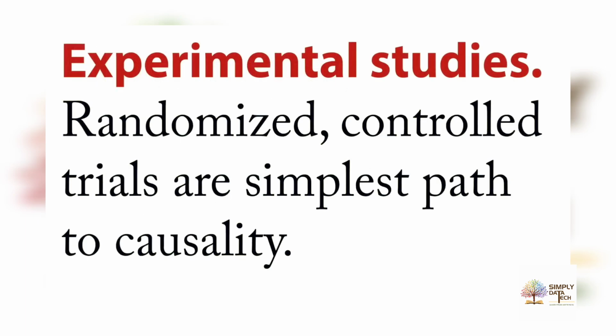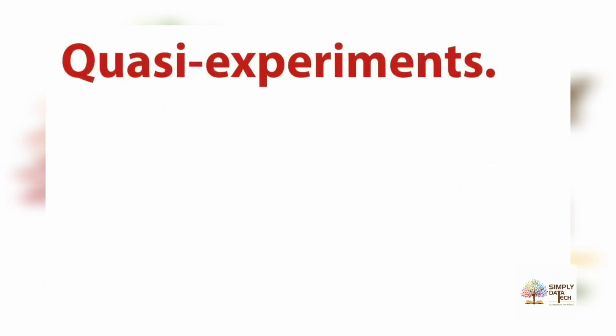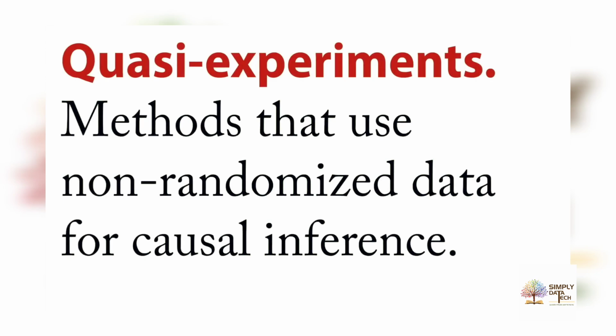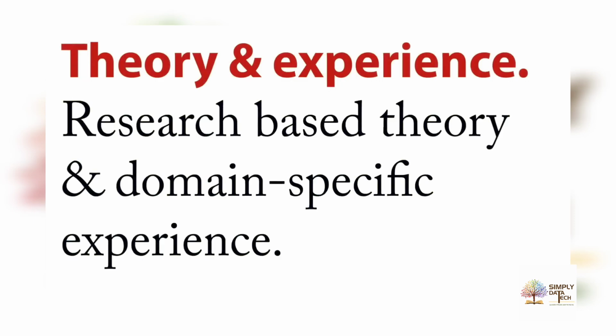One is experimental studies. These are randomized controlled trials. Now, that's theoretically the simplest path to causality, but it can be really tricky in the real world. There are quasi-experiments, a whole collection of methods that use non-randomized data, usually observational data, adjusted in particular ways to get an estimate of causal inference. Or there's theory and experience, which is research-based theory and domain-specific experience. And this is where you actually get to rely on your client's information. They can help you interpret the information, especially if they have greater domain expertise than you do.